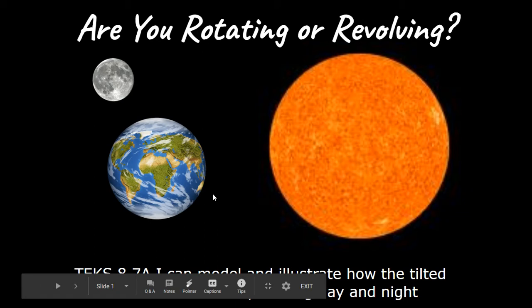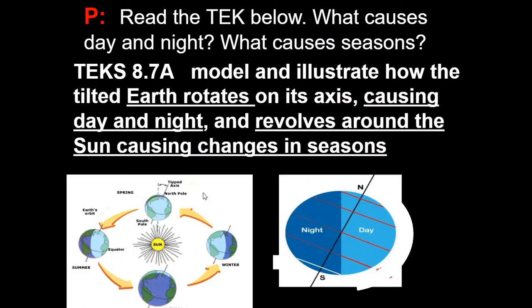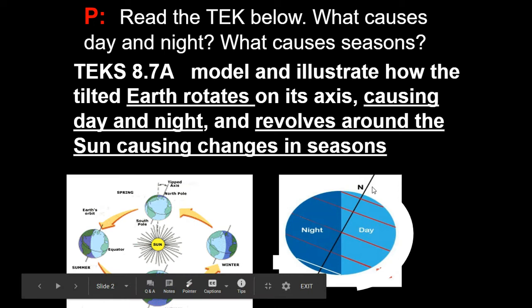Are you rotating or revolving? So I can model and illustrate how the tilted Earth rotates on its axis, causing day and night. Read the text below. What causes day and night? What causes seasons? Model and illustrate how the tilted Earth rotates on its axis, causing day and night, and revolves around the sun, causing changes in seasons.